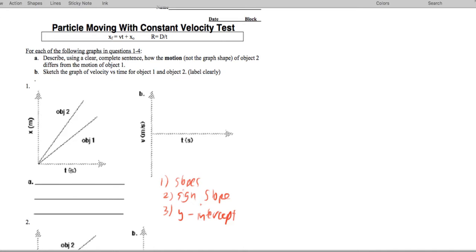When I say compare the slopes, object 2 has a steeper slope than object 1. So what does this tell us? First, it tells us object 2 moves faster. Both objects have positive sign slopes, which means both move forwards. And then when we look at the y-intercept, they start at the same point.